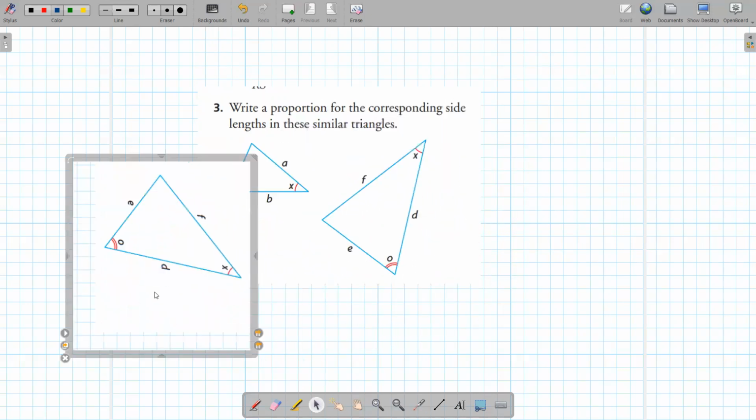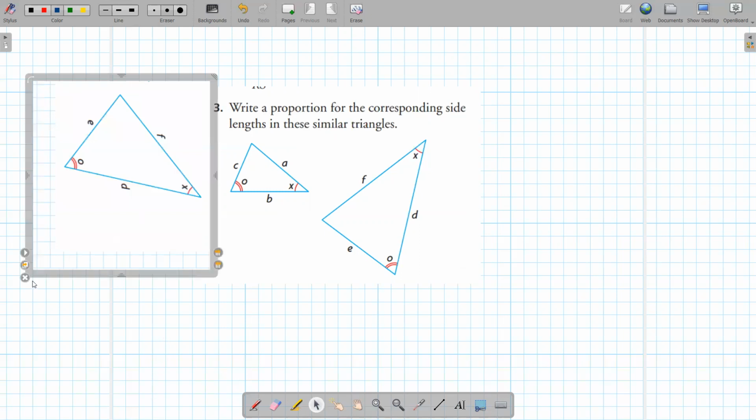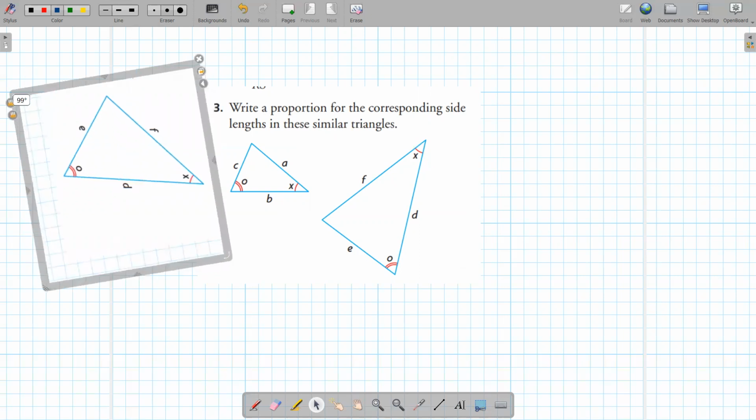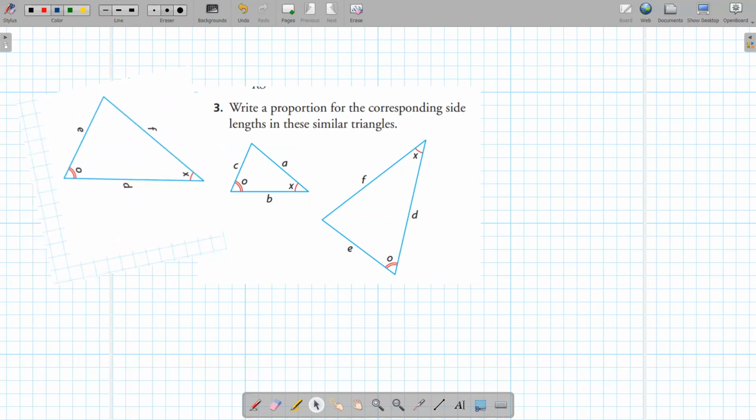What about now? It flips over and is the same. Looks like it is, right? Let me just try to make this straight. Yeah, like that. It is the same, right? Because angle X is the same thing as angle X, and angle O is the same thing as angle O. So they want us to write a proportion.